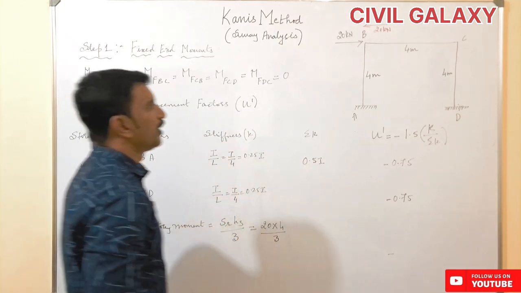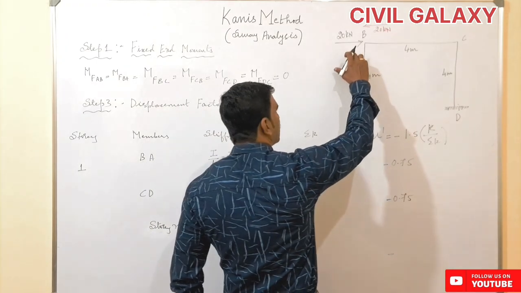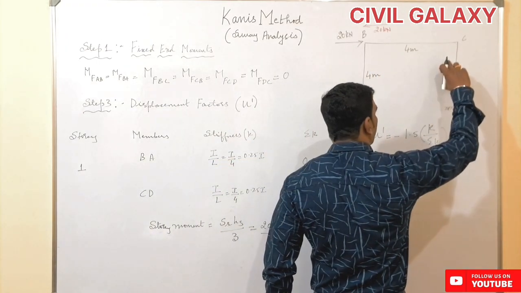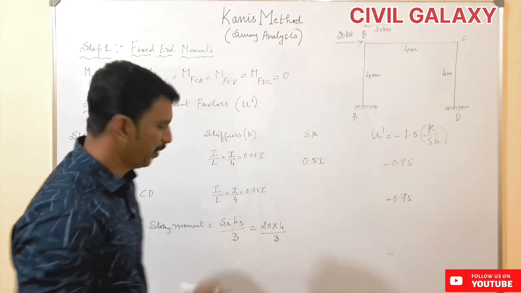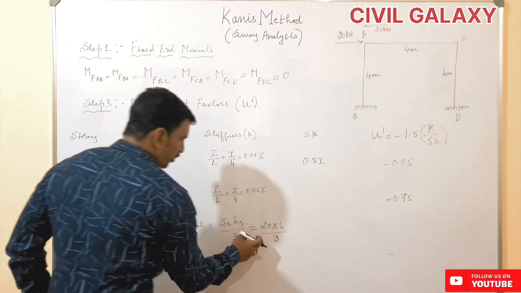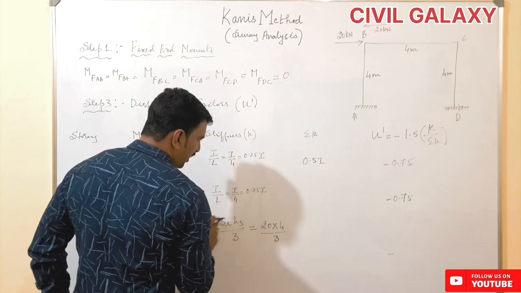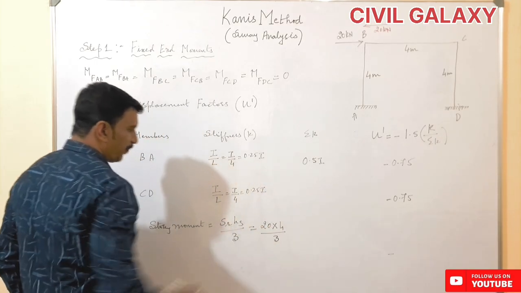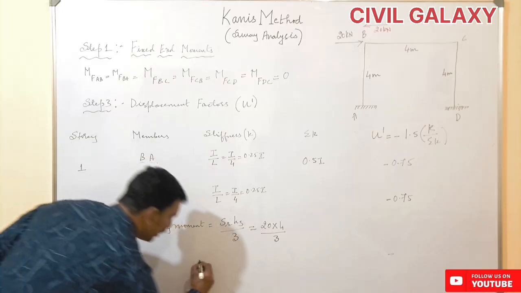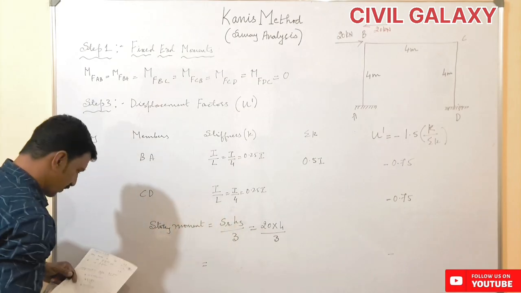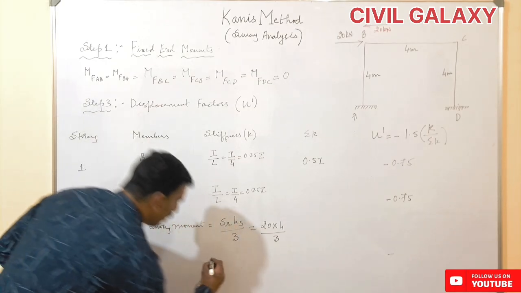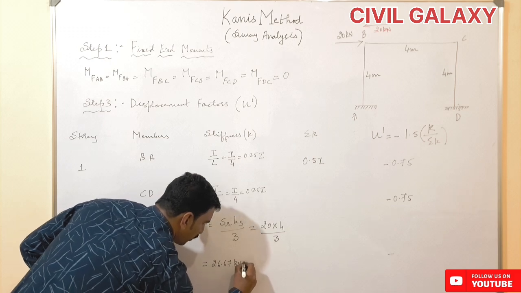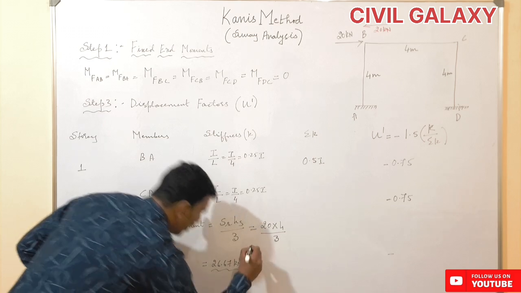See here, since the lateral load is acting only on the member BA, we need not consider the member CD. We will take only one member into consideration. So the story shear here is 20 and the height of the story is 4 meters divided by 3. So the story moment will be equal to 26.67 kilonewton meters. So this is the value.